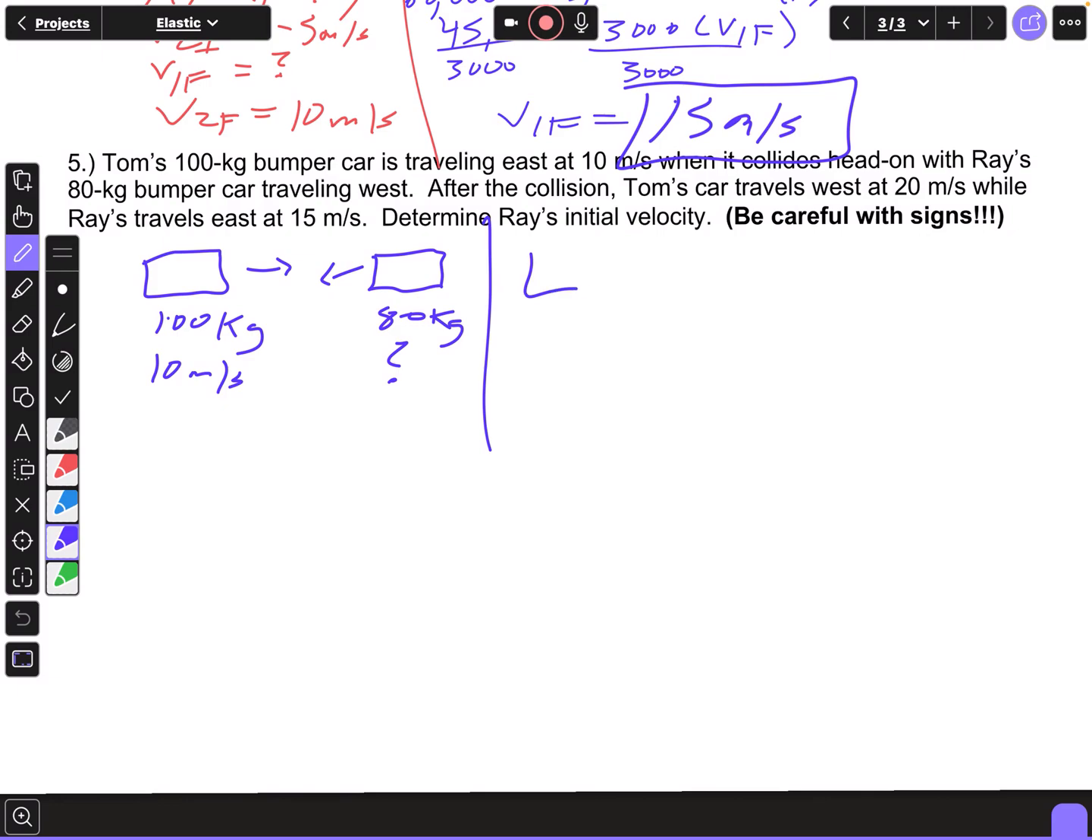After the collision, it says Tom's car, which is 100 kilograms, travels west at 20 meters per second, so that would be negative 20 meters per second. So it's going to be traveling this way after it collides. And then Ray's car is 80 kilograms, and it travels east at 15 meters per second, so that'd be positive. And we want to determine Ray's initial velocity. Ray's was the second object, so we're looking for V2I.